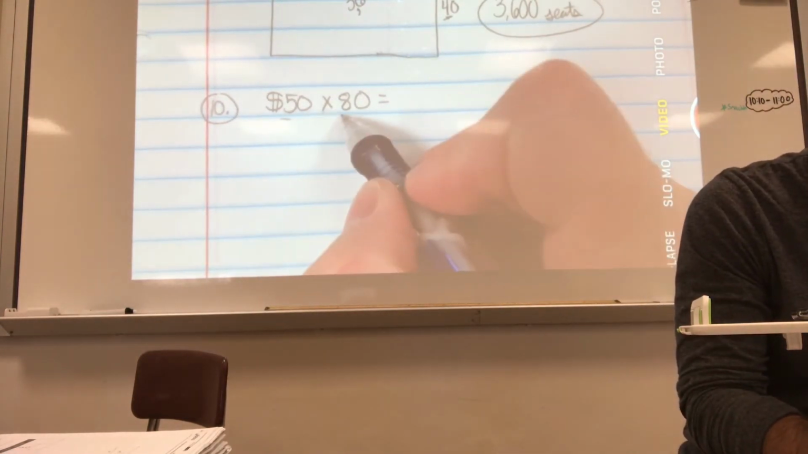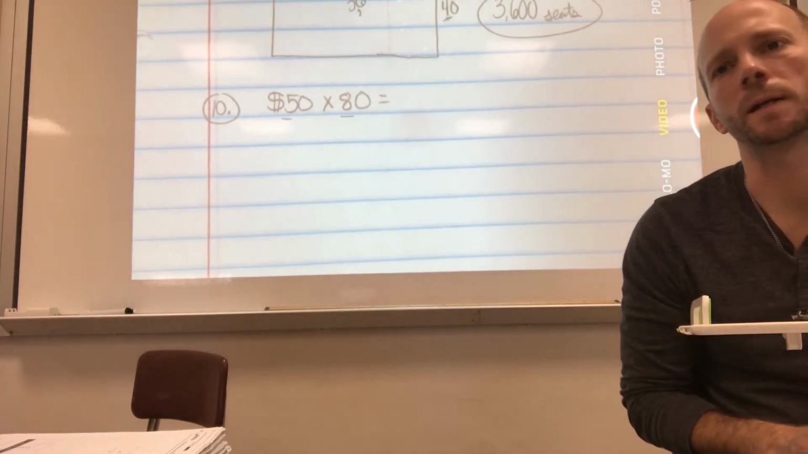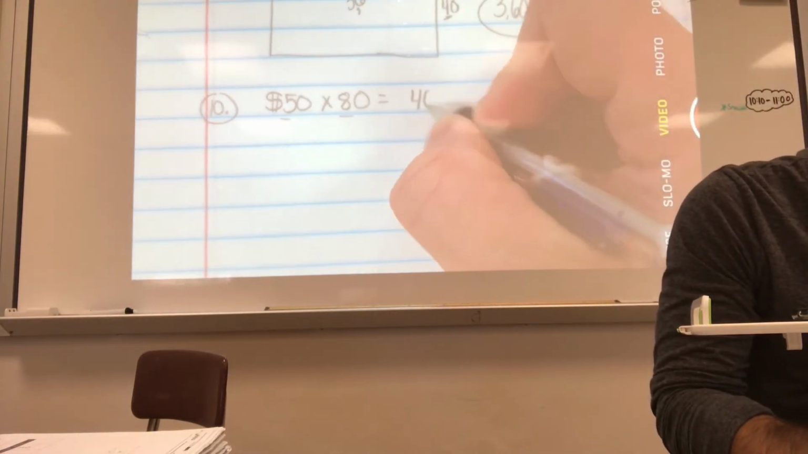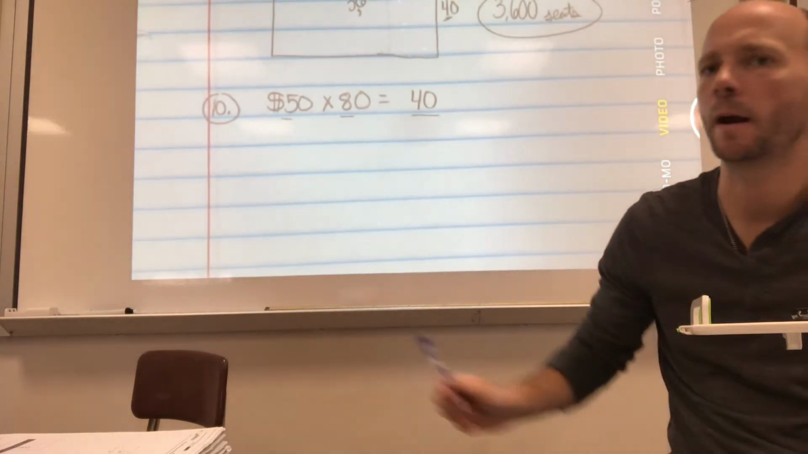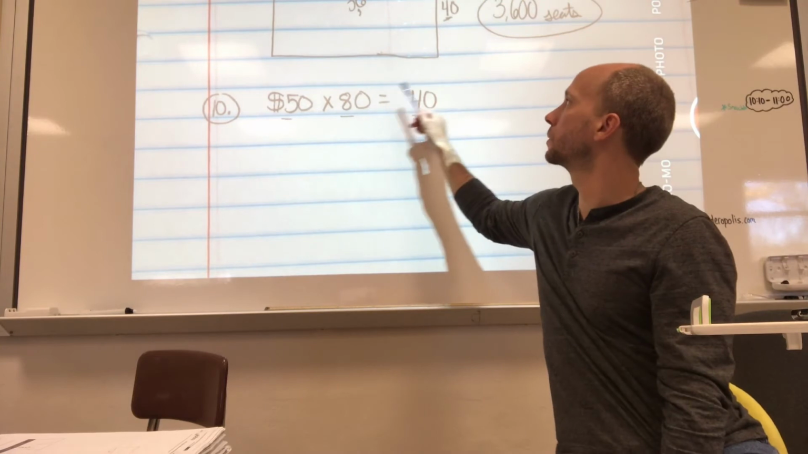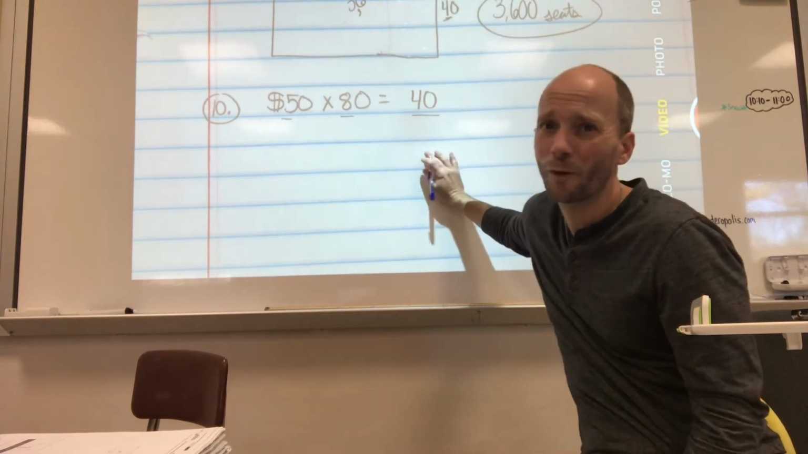5 times 8. Now this is where kids get tricked. 5 times 8 is 40. Notice my zeros are already there. Okay? I have to add 2 more zeros to this answer. So make sure you don't say 400 is your answer.